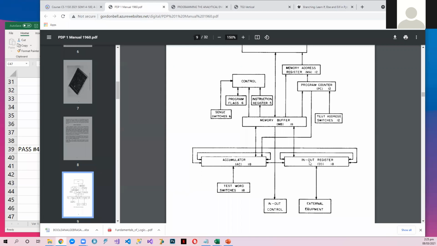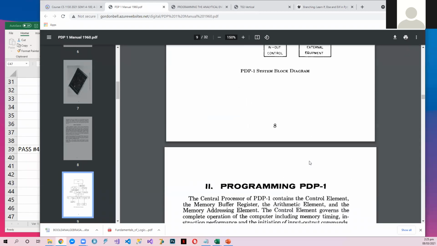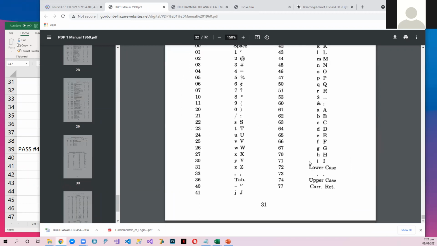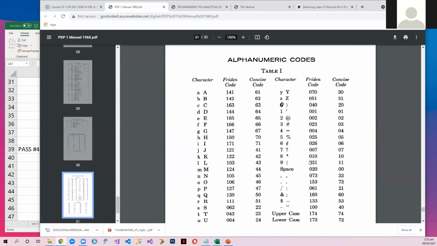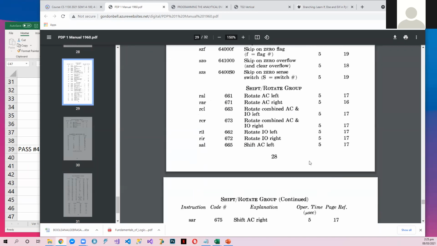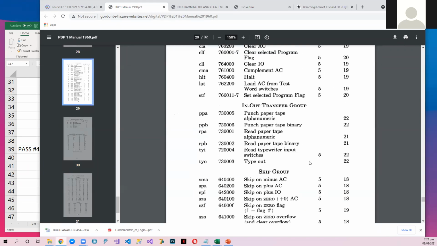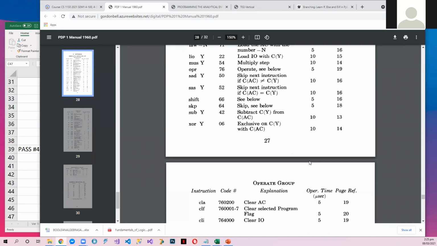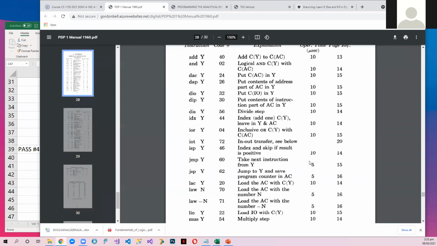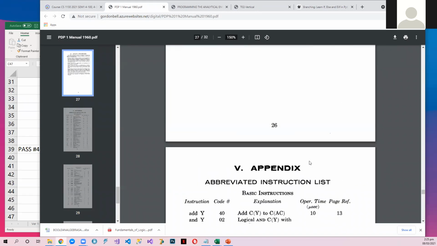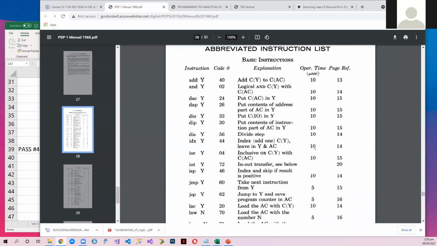In-out register is actually the register used for input and output, not to an output device, no? Like keyboards and so on and so forth. Because PDP-1 already has a keyboard. Let's look at the instruction set. Okay, nandito na yung instruction set niya. I don't think it's a jump, but it's a different word name, no? Instruction list.